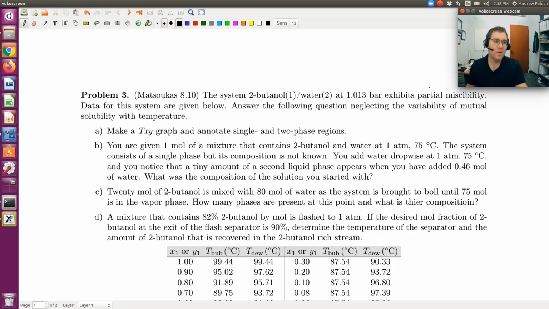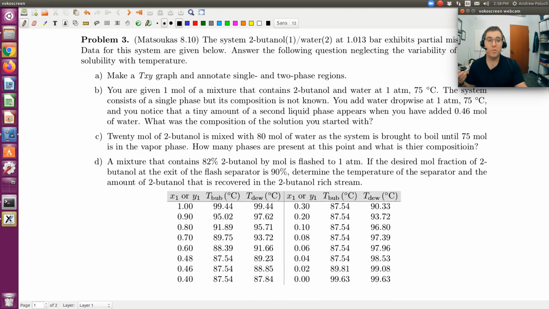Okay, and as an aside, for water mixed with alcohols, if I look at the homologous series of linear alcohols, so methanol, ethanol, 1-propanol, 1-butanol, 1-butanol is the first system for which water and that alcohol are no longer completely miscible. So water and 1-propanol are miscible, water and 1-butanol are partially miscible. Okay, so here we have 2-butanol.